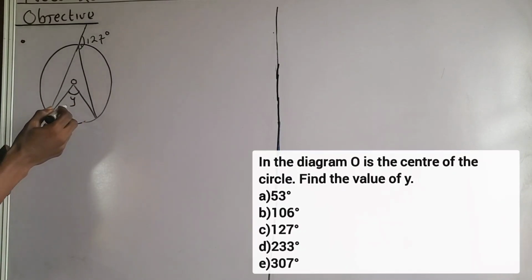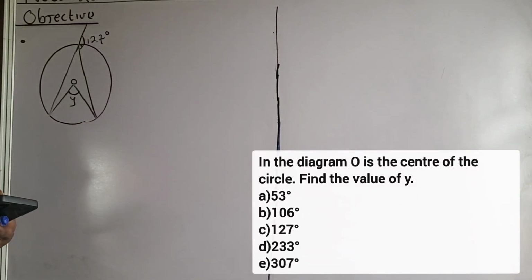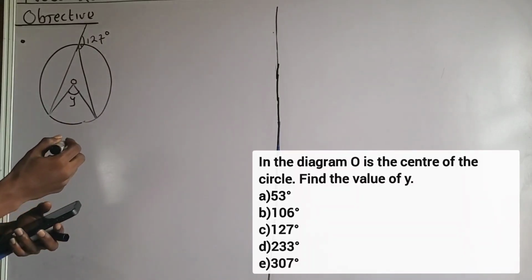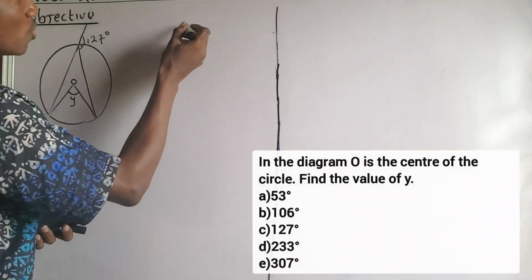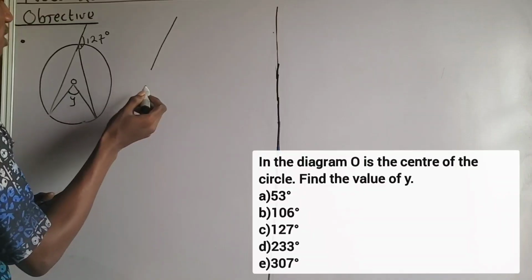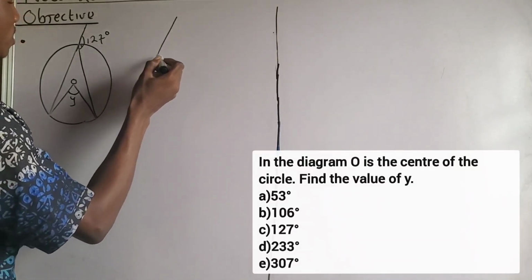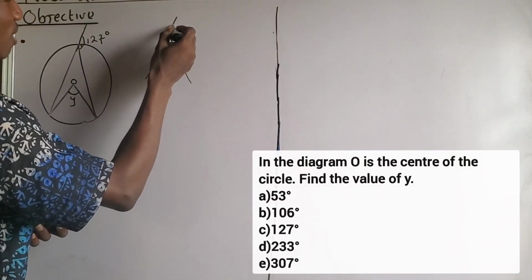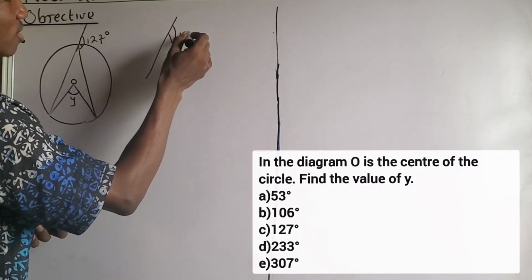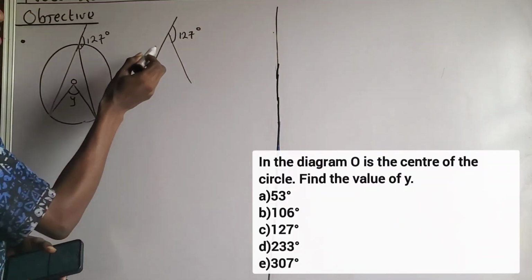Are you getting it? Now, there is a theorem in circle geometry that the angle at the center is twice the angle at the circumference. Are you getting it? The angle at the center is twice the angle at the circumference. And if you know the angle at the circumference, if you multiply it by 2, you are going to get the angle at the center. So we are going to apply that theorem here. But I want to explain something that is very important. Do you know this triangle comes like this? Like, we have something like this, 127°.